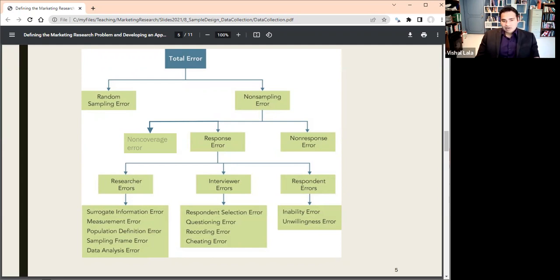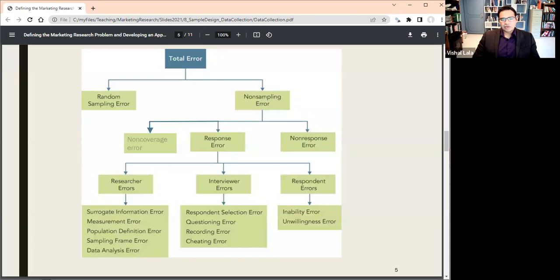Then there's response error. Response error occurs because of errors in the responses gathered. This might be because what people have said is not exactly true. All sorts of things might affect or cause response error. They might be errors on the researcher's part: the researcher didn't measure the information correctly, didn't code it correctly, defined the population incorrectly, defined the sampling frame incorrectly, or it could be a transcription error. It could be a data analysis error. These are all errors attributable to the researcher.